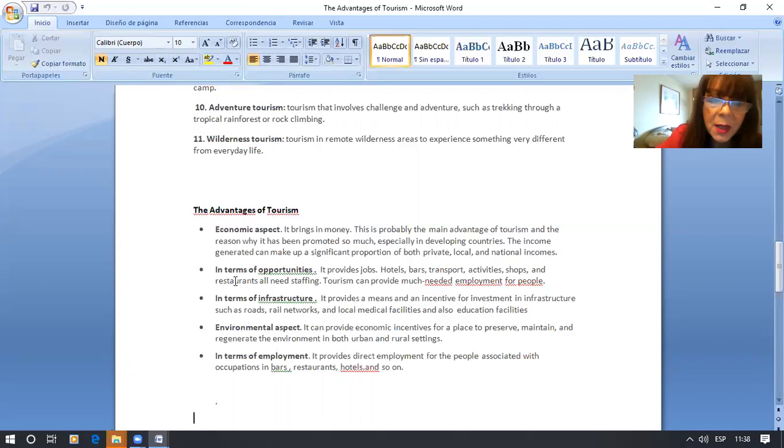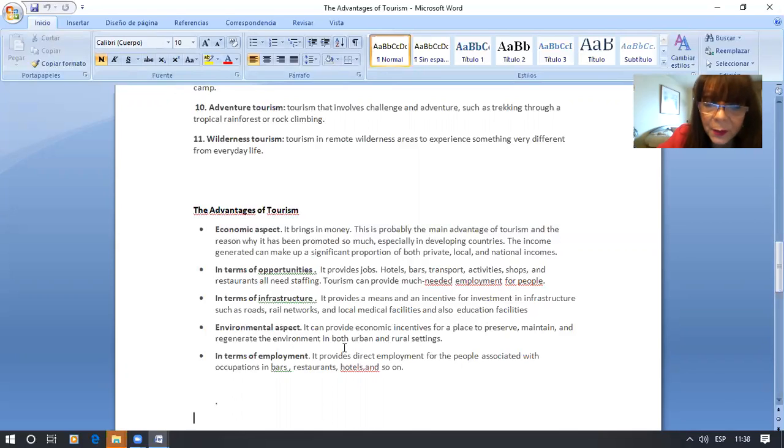That's important. And in terms of infrastructure, it provides a means and an incentive for investment. So people invest in infrastructure, because in order to have good tourism, Chile, our country, has to offer, of course, good infrastructure, like good roads, good rail networks, medical facilities, also education facilities. So this is important in terms of infrastructure, and good hotels, of course.